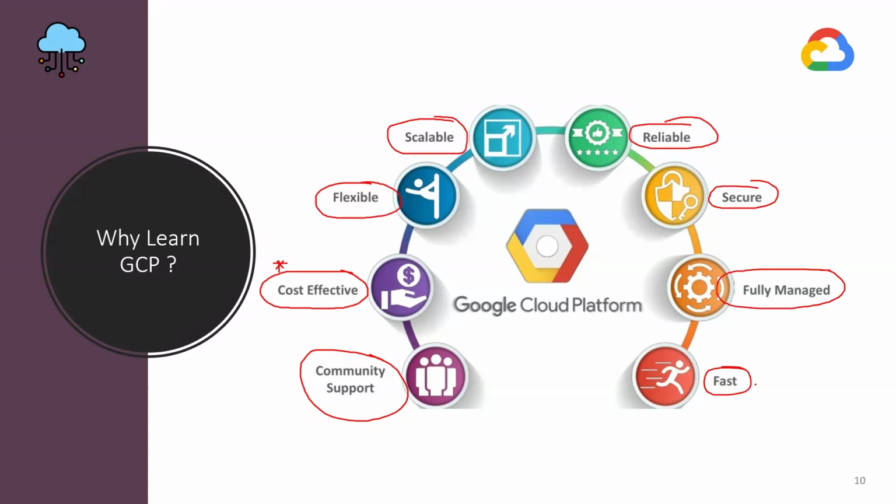So if you want to learn a cloud platform nowadays, I suggest GCP only, because Google has very good community support. It is cost effective, flexible, scalable, reliable, secure, and fully managed. So this is what companies look at. When a company wants to use one cloud platform, they look at these kinds of features. If the cloud is offering you these features at less cost, then why not? That's the reason most of the companies take it. See, I started teaching this GCP in around 2022.